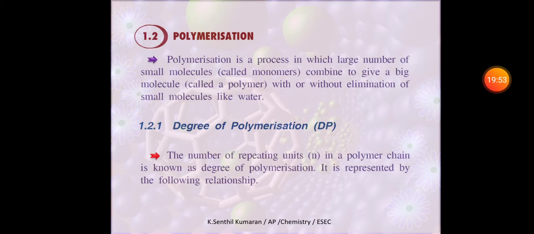Shortly we call it the DP. The number of repeating units in a polymer chain is known as the degree of polymerization. That means how many monomers join together to form the polymer in the polymerization process. So the number of monomeric units is also called the degree of polymerization.